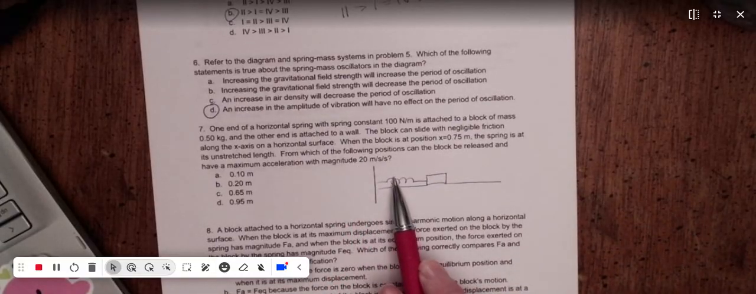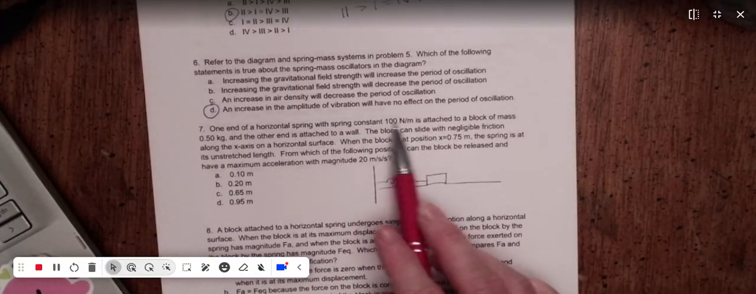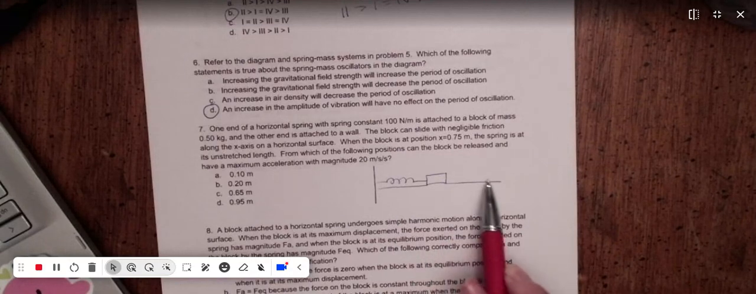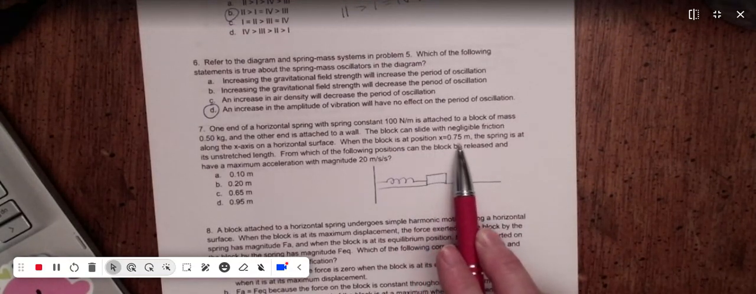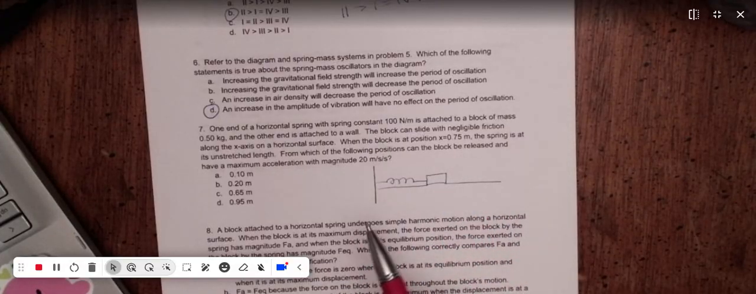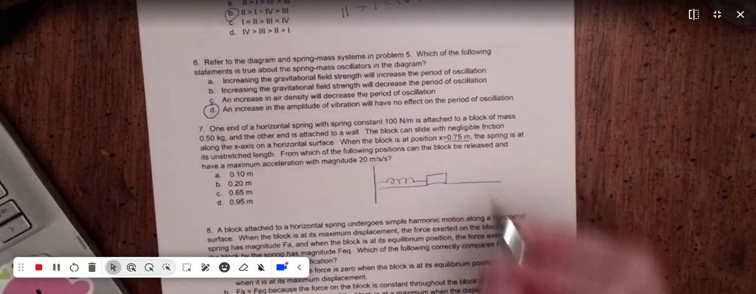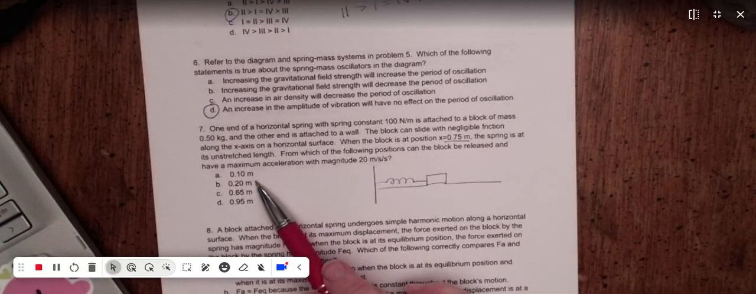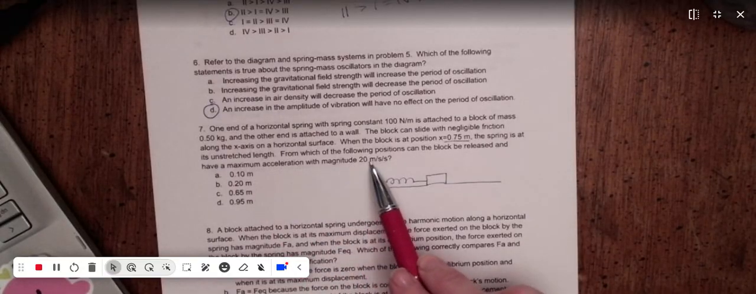Okay, so we've got a spring with a given spring constant. It's attached to a block with a given mass, and then that's attached to a wall. So this block is sliding. When the block is at 0.75 meters, the spring is at its unstretched length. So that's its equilibrium position, 0.75. From which of these positions can the block be released and have a maximum acceleration with this magnitude?